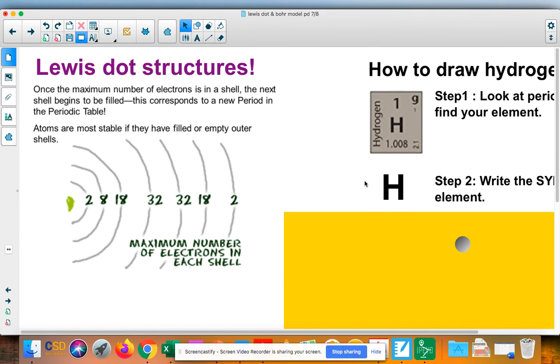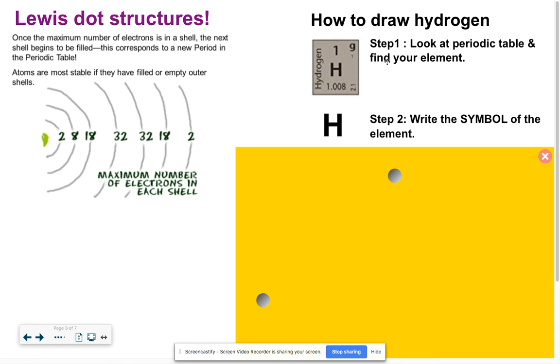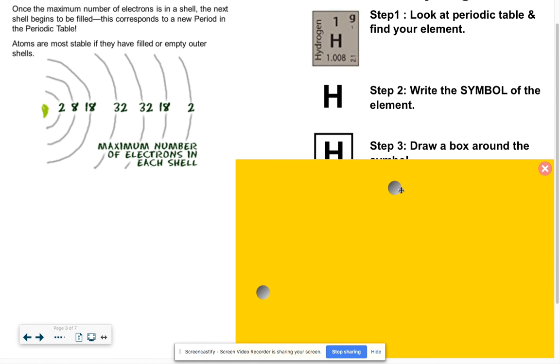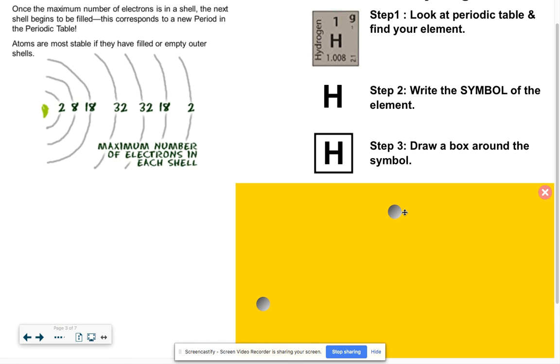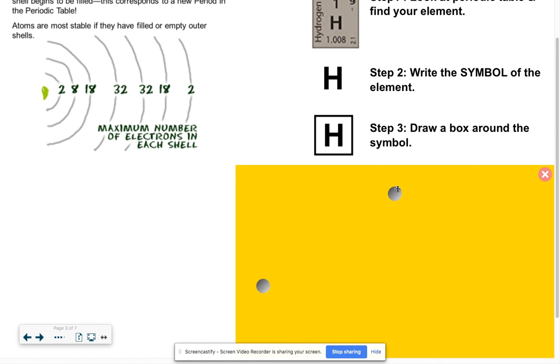Okay. So step 1, look at the periodic table, find your element. Step 2 is to write the symbol of your element. Step 3, you're going to draw a box around the symbol. And the reason why we have a box is because the maximum electrons you could possibly have in the outer shell of an element is 8. So this represents a possibility of 2, 4, 6, and 8. And the box helps us kind of conceptualize that.